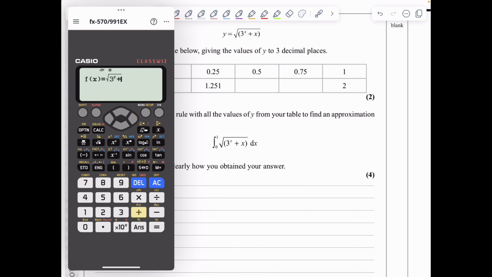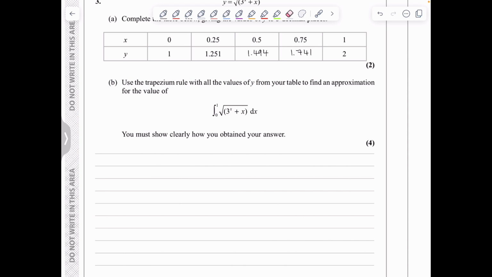I will leave the g of x empty, and I will start at 0. I will end at 1, and I'm stepping every 0.25. So I get the table of values. There it is. The 1.251 is for 0.25. So when x is 0.5, I get 1.494. And when x is 0.75, I get 1.741.